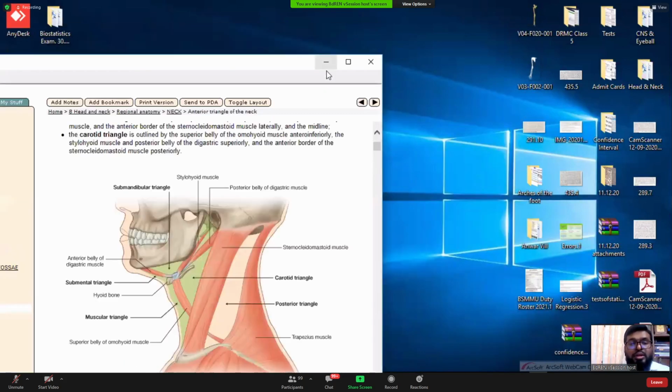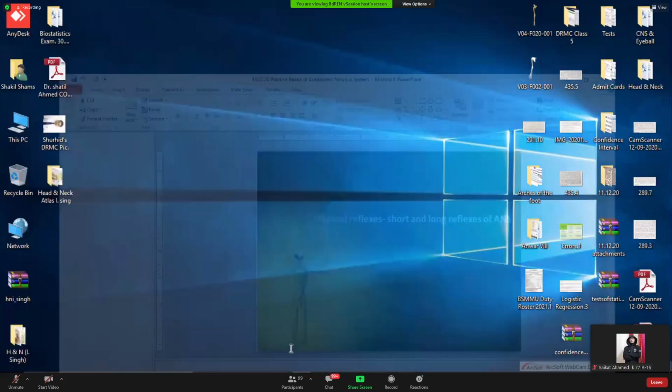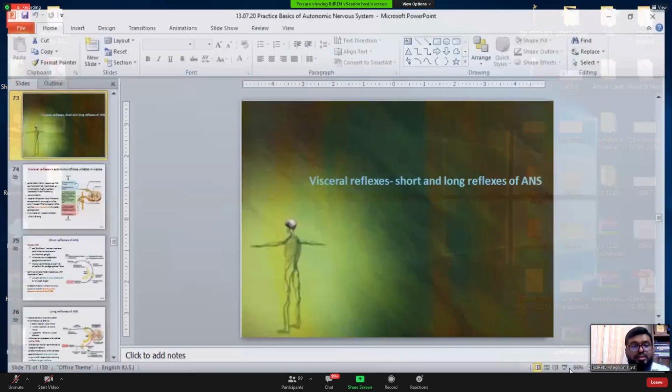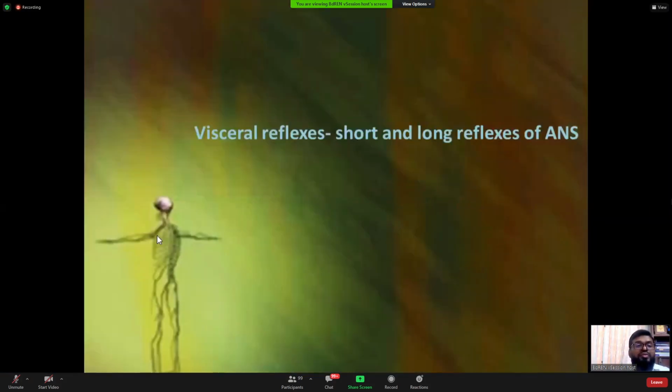Reflexes. Yes, yes, visceral reflexes. So what is visceral reflex? What is reflex as such? Can you give me an example of reflex? Involuntary motor response. Right. Reflex is an involuntary motor response due to an adequate sensory stimulus. Any stimulus, there will be an involuntary motor response, that is called reflex.